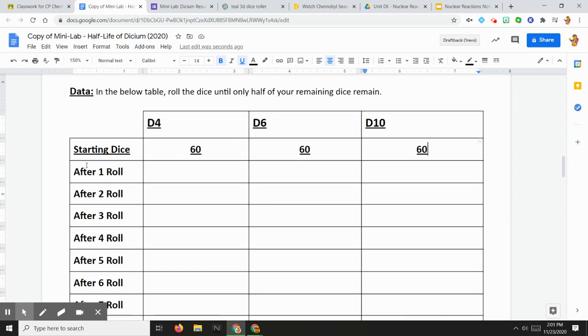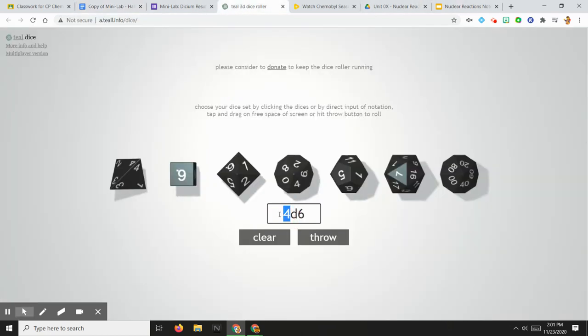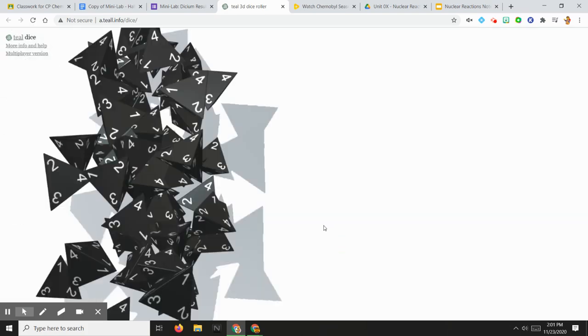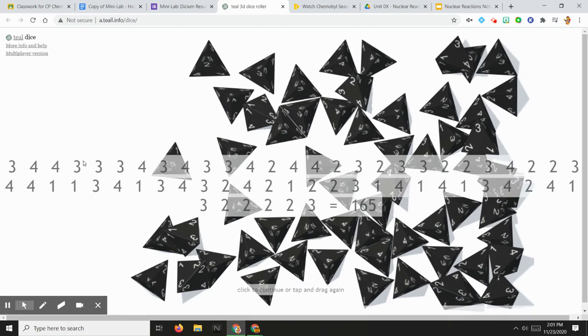Okay, so I'm going to roll 60 D4s, and I'm going to see how long it takes to cut that number in half to 30, okay? So here I go. I'm going to roll 60 D4s. Here I go. Roll them. Of the 60, let's see here.